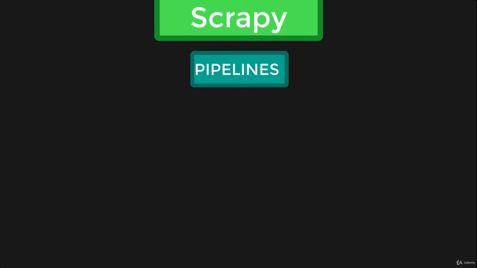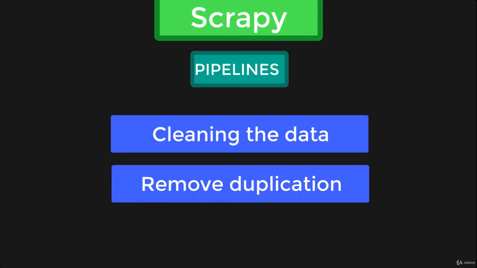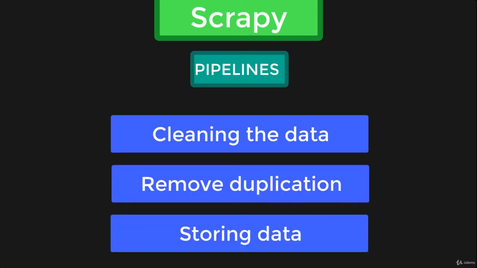Now, the next component that I want to talk about is the pipelines component. So pipelines are related to the data we extract. For example, if we want to process the data like cleaning it, removing duplication, and storing the data in an external database like we'll do in this course, we definitely have to use pipelines.